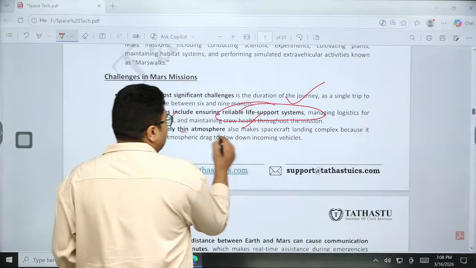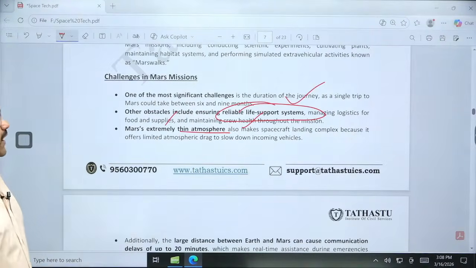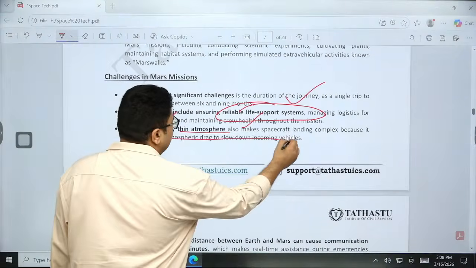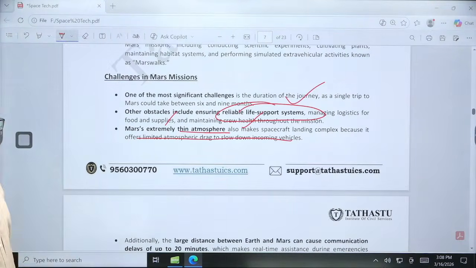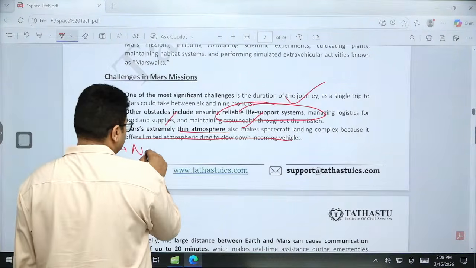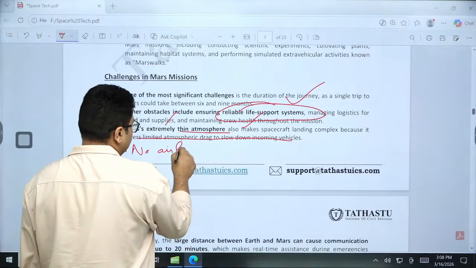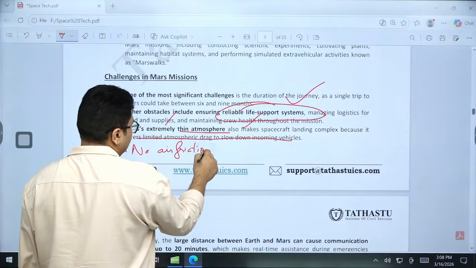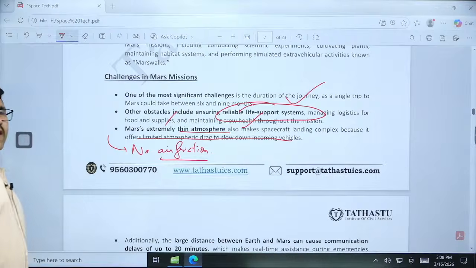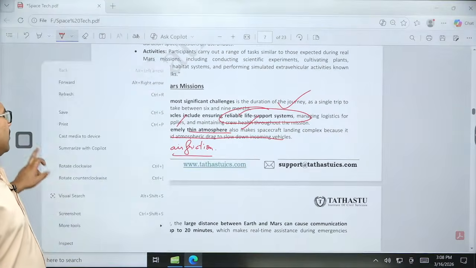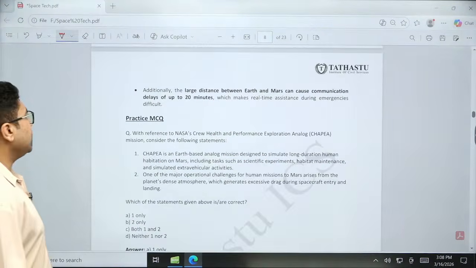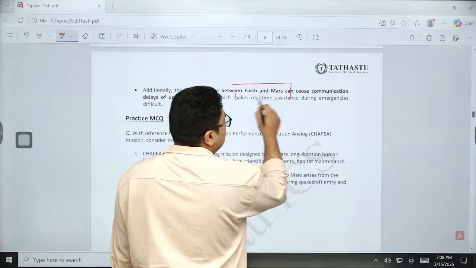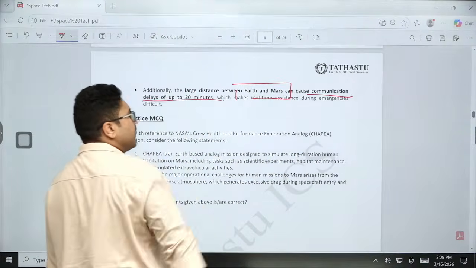Mars' extremely thin atmosphere also makes spacecraft landing complex because it offers limited atmospheric drag to slow down the incoming vehicle. So there is no air friction. Since there is no air friction because of the very thin atmosphere, it becomes difficult for satellites to land on the Mars surface. Additionally, the large distance between Earth and Mars can cause communication delay for up to 20 minutes.